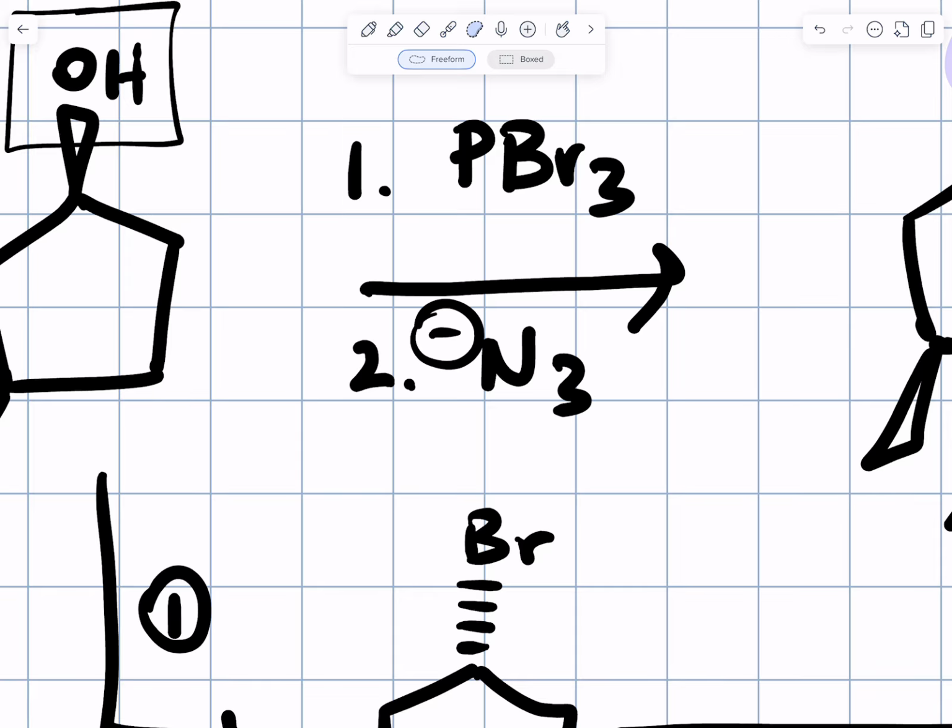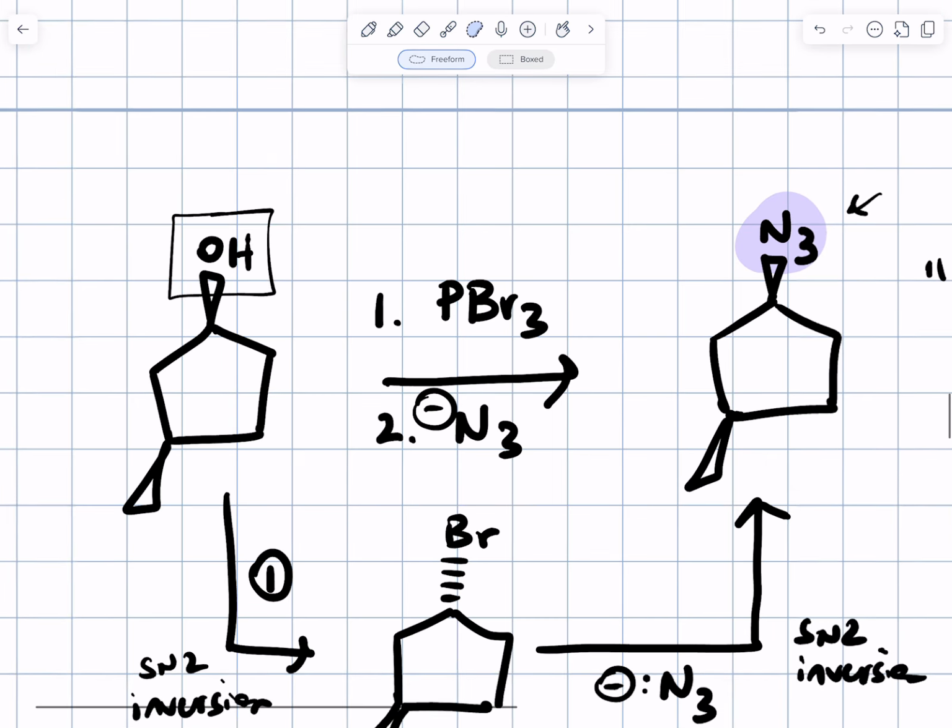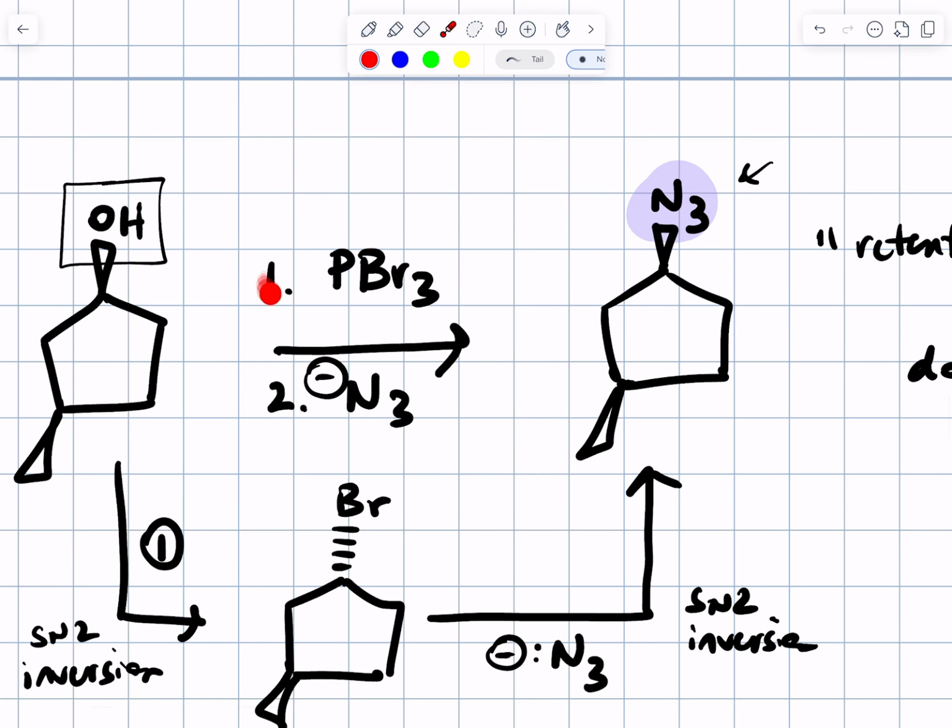Yeah, yes? Is everything in the same solution? Generally, no. When you number things, that means you do this one first, you isolate this product, and then you do the next reaction after.